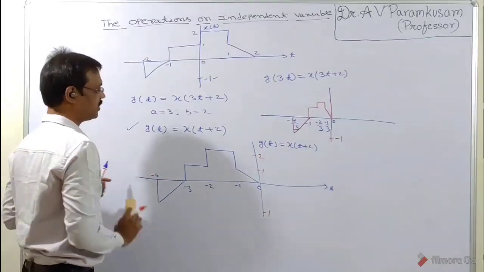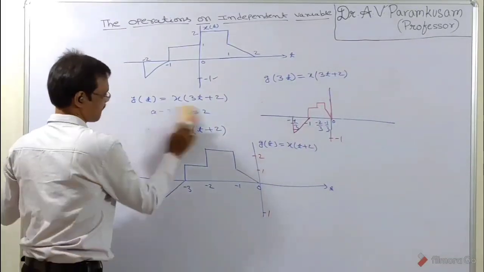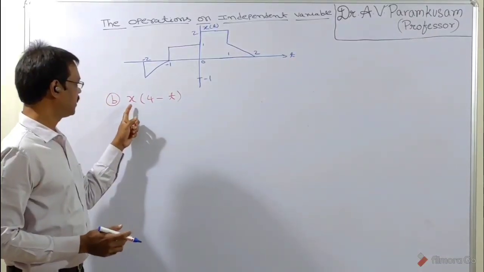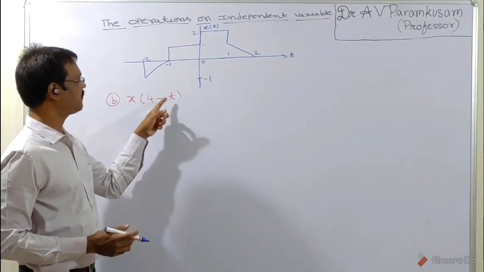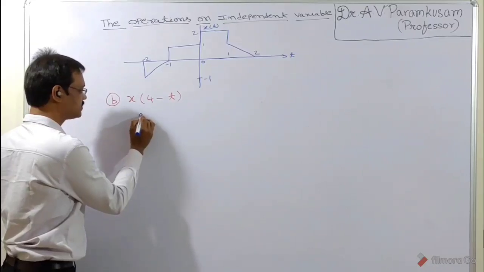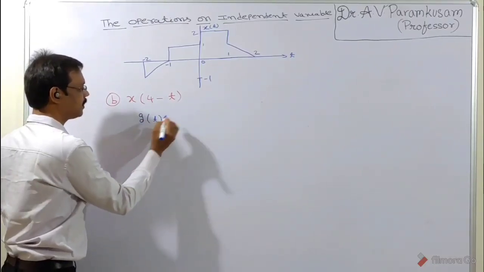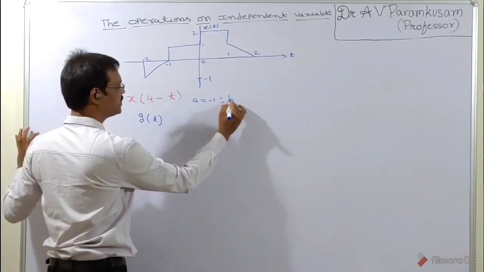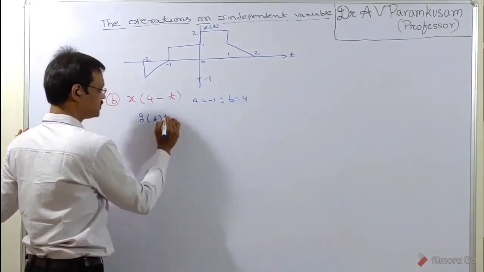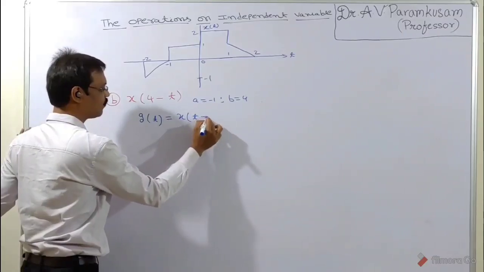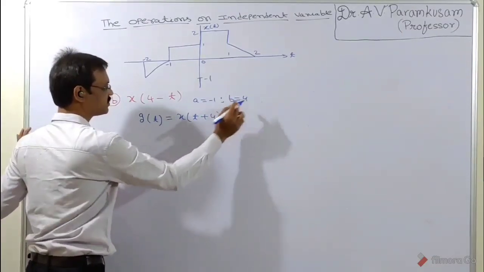Okay. Now we solve the second problem, the b bit. Obtain x of 4 minus t from this signal. So first you get the g of t. Here what is the value of a? A is equal to minus 1 and b is equal to 4. g of t is equal to x of t plus 4, because b is equal to 4.